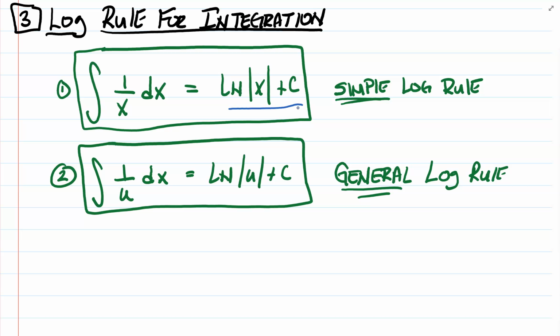This is why we write this as 1 over something. And we didn't introduce this rule before. And then we've got a 1 over u dx, which is the natural log of u plus c. That's our general log rule. So anytime you see that you have a fraction of 1 over something and you're integrating it, you're going to be introducing the natural log.